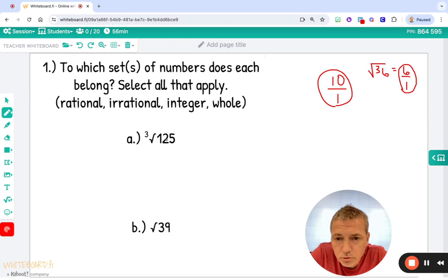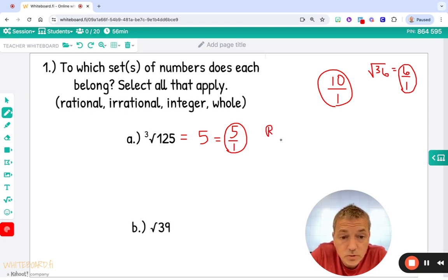So the cube root of 125: what number times itself 3 times makes 125? Well, I think we talked about that a little bit. That would be 5, right? And another way to write 5 would be 5 over 1, right? We can write it as a ratio of two integers. So we say 5 over 1, it's rational.